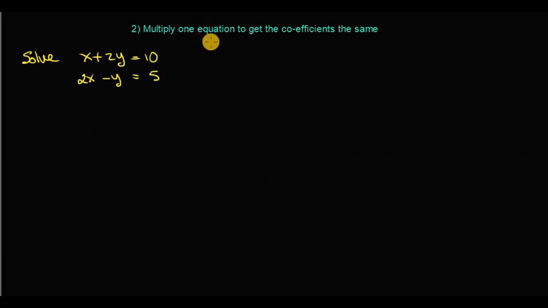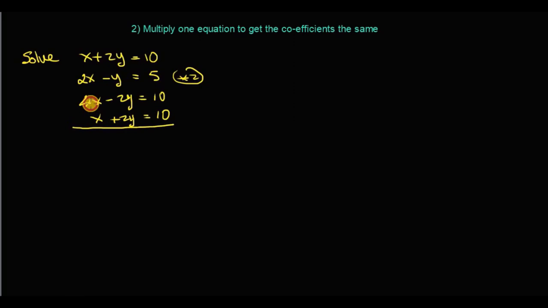Now we have to multiply one equation to get the coefficients the same. When we look at this, we see we have 1x and 2x's, and we have a 2y and a minus y, so we can't eliminate anything from here. But you will notice if I multiply this equation by 2, I'm going to get 4x minus 2y is equal to 10. Then I write this equation underneath: x plus 2y is equal to 10. So now I can eliminate the y's, because I have a minus 2y and a plus 2y.